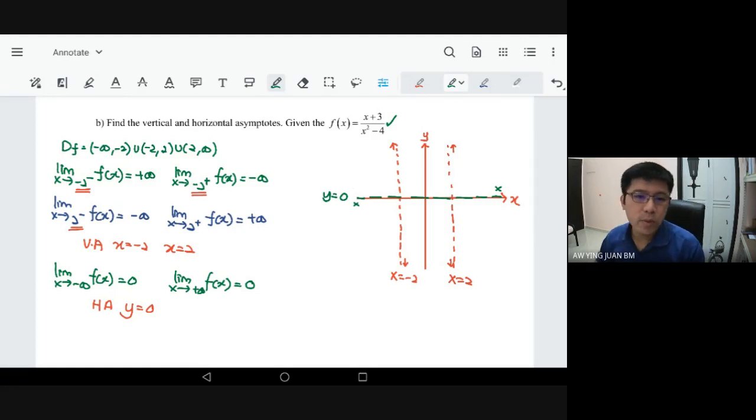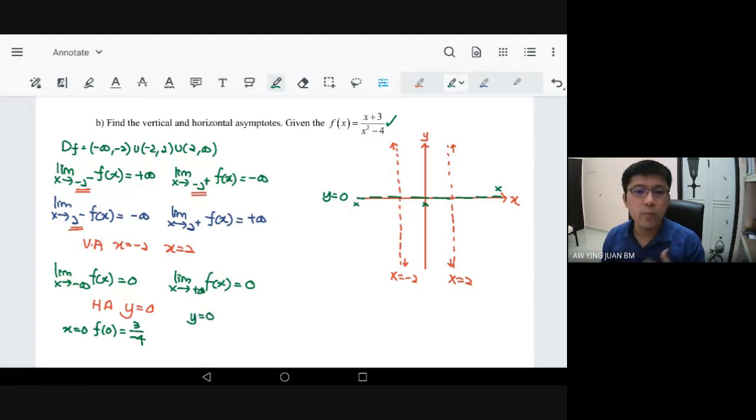So, apa yang kita perlu buat sekarang adalah kita substitute. Okay? Kita substitute. When x equals to 0. So, bayangkan ya, substitute x equals to 0. Kalau x equals to 0, f(0) is equals to, kita boleh dapat 3 over negative 4. Bermaksudnya, katakan kita punya nilai x and y di sini. Okay? Another one, when y is equals to 0.